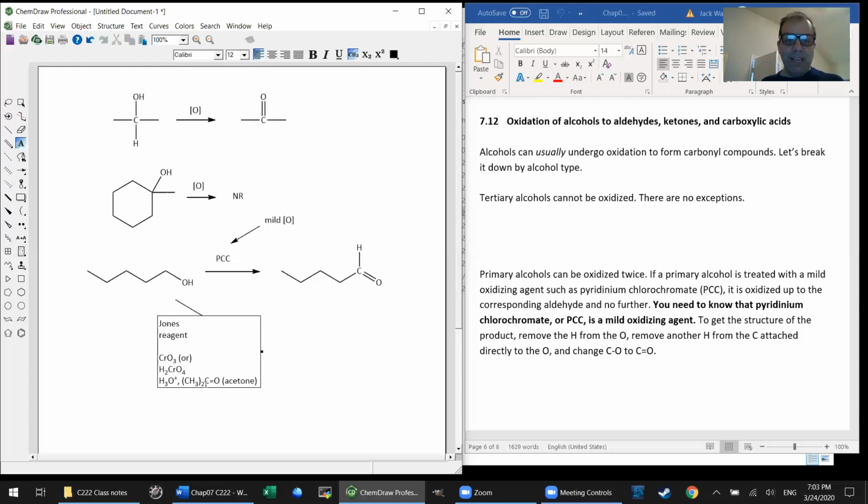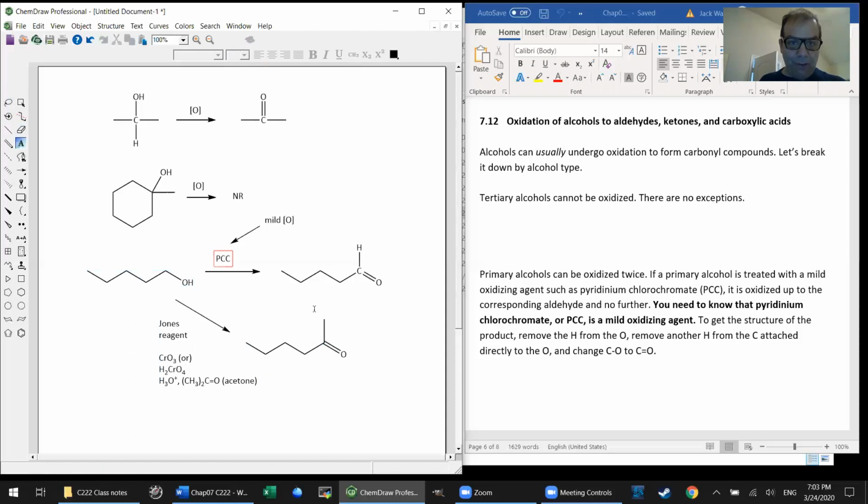It's basically CH3, C double bond O, CH3. CH3COCH3, that's acetone. So that's a good choice of solvent because acetone can't be oxidized any further. In any case, if we were to treat the primary alcohol with Jones reagent, now we would get not the aldehyde, but the corresponding carboxylic acid.